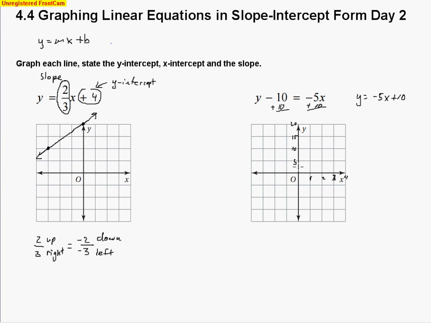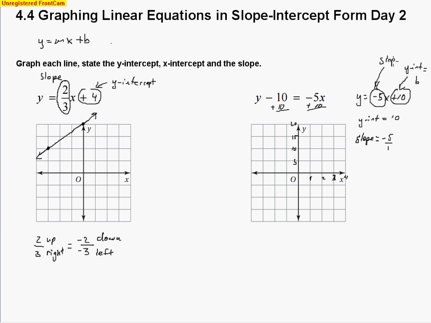And so if I do this, I'm going to start with the y-intercept. The y-intercept is going to end up being 10 in this case, because it's the number that is added to the x term. That is the y-intercept, or we also call it the b term. And then my slope is equal to negative 5. And I can treat that as a fraction, as negative 5 over 1. So this number right here represents my slope.